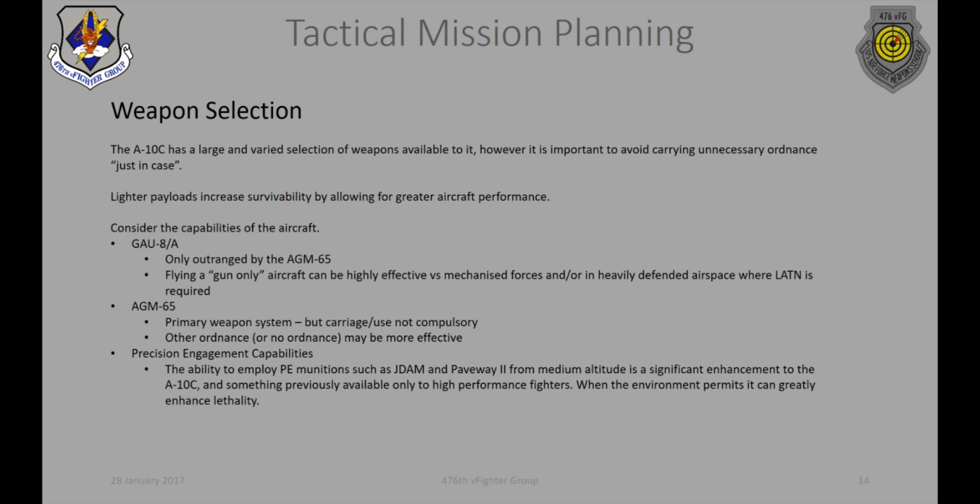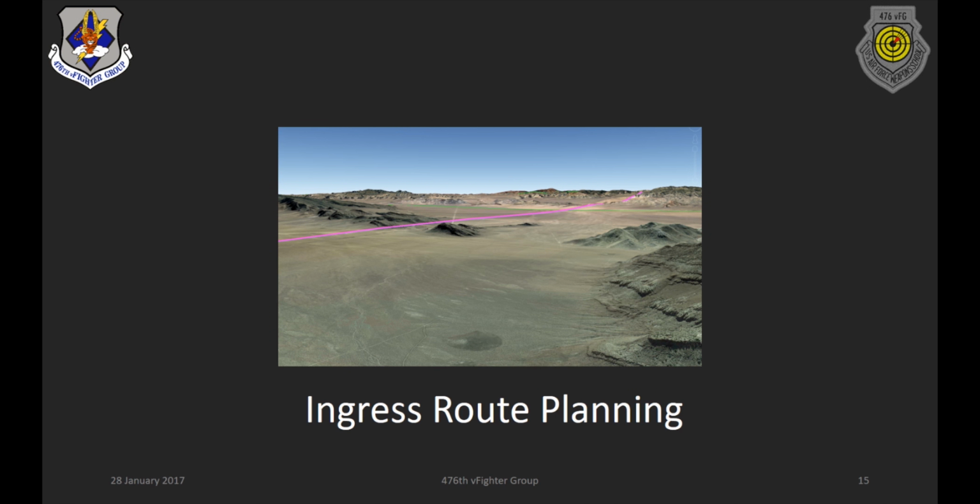And obviously, the precision engagement capabilities of the aircraft, that was what the C model was all about. Adding that sort of precision engagement capability, your JDAMs, your paveways, etc., to the A10. So while a lot of what we tend to do is low-level LATN type missions, that's because that kind of needs a bit more practice than your medium-level JDAM and paveway pickling. Don't think that means you can't use those JDAMs and those paveways in a combat scenario. If the mission allows you to get up to medium level safely and sit there at 16,000 feet, then by all means do it. It is in a lot of cases safer.